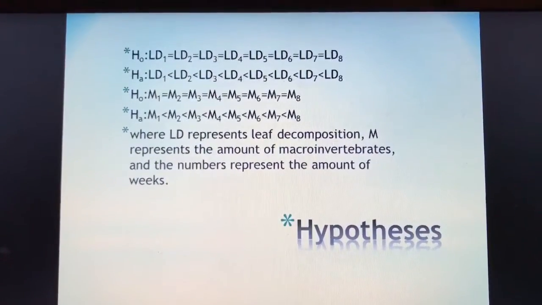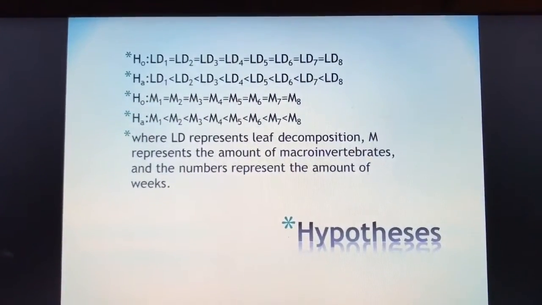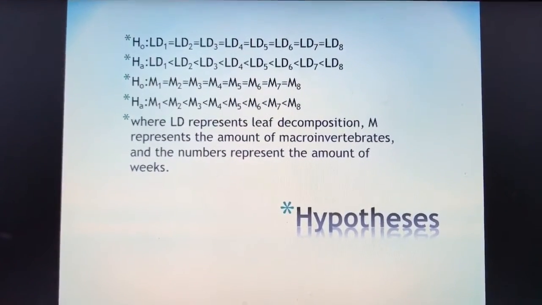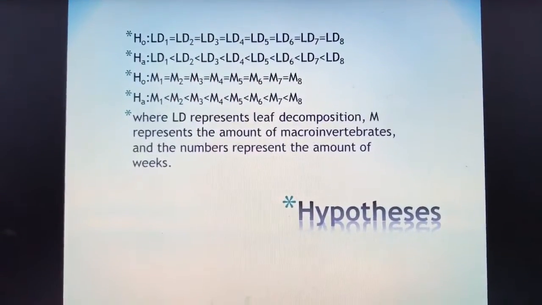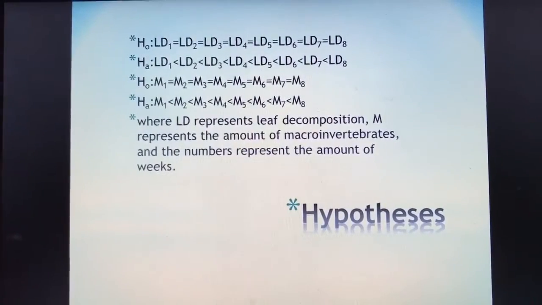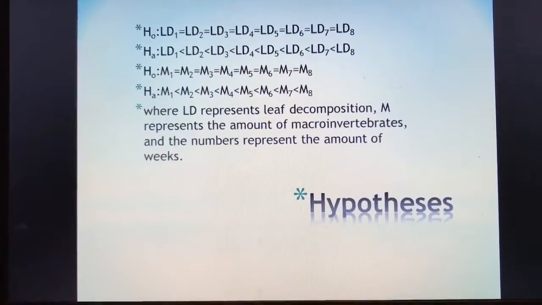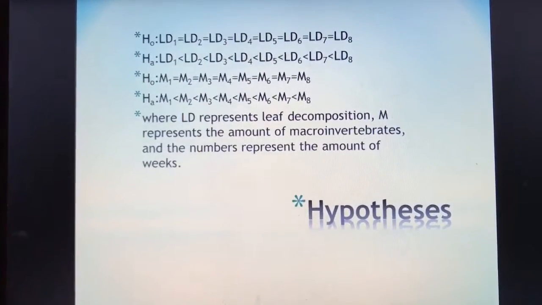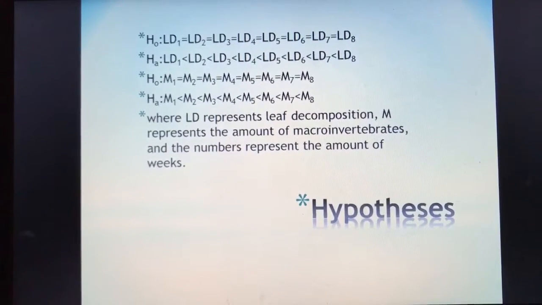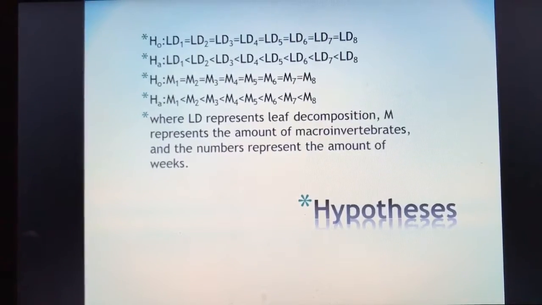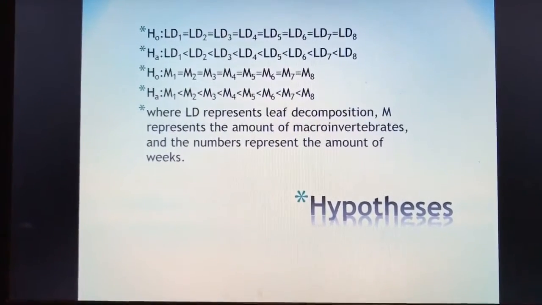My first null hypothesis was that the leaf decomposition for weeks 1, 2, 3, 4, 5, 6, 7, and 8 would be equal. My first alternative hypothesis was that the leaf decomposition at week 1 would be less than that at week 2, 3, 4, and so on.